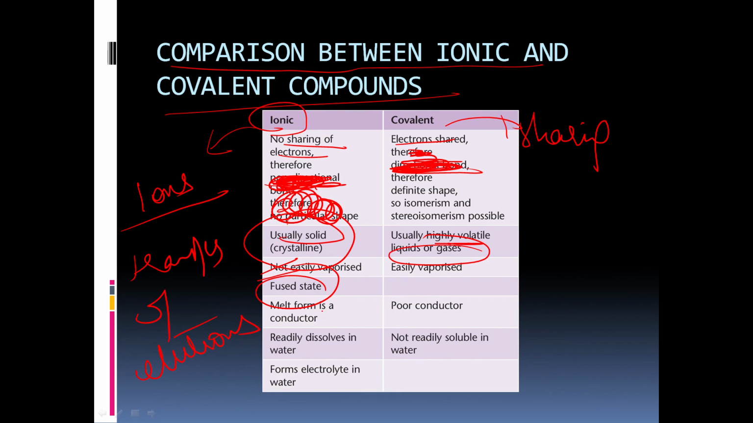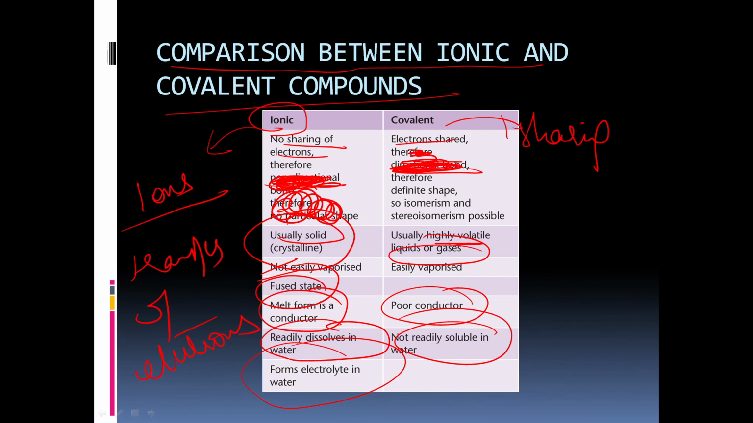Okay. Ionic compounds, when molten, form a conductor. Covalent compounds are poor conductors. Ionic compounds readily dissolve in water, while covalent compounds do not readily dissolve in water. Ionic compounds form electrolytes when dissolved in water, right? Now if I talk about covalent compounds, they do not have any ions, so they are not going to dissociate in water. But yes, the ionic compounds do dissociate in water, right? So this is the end of the presentation.